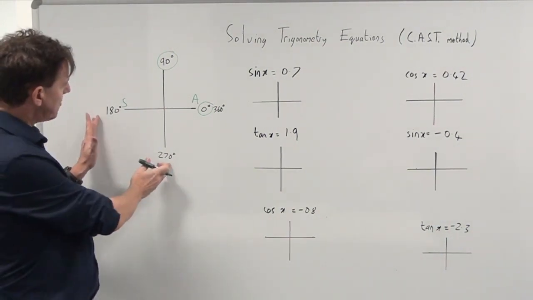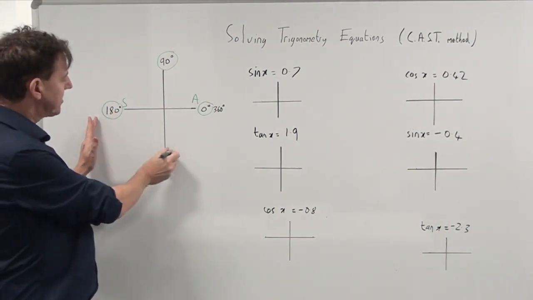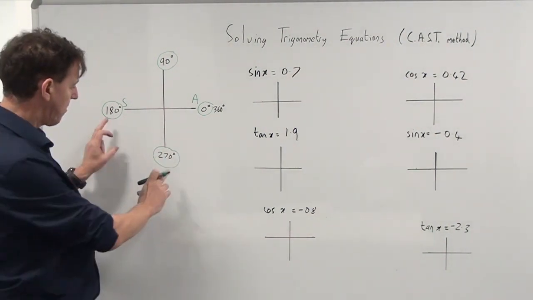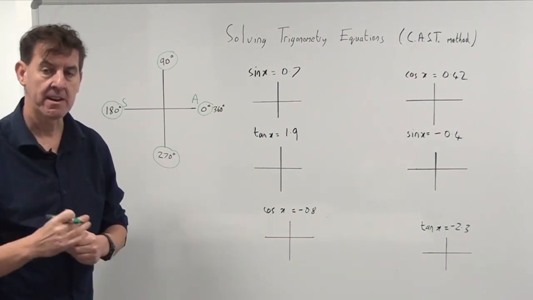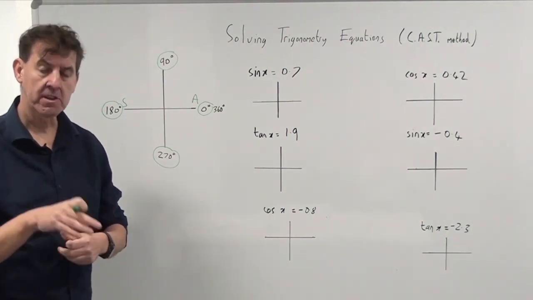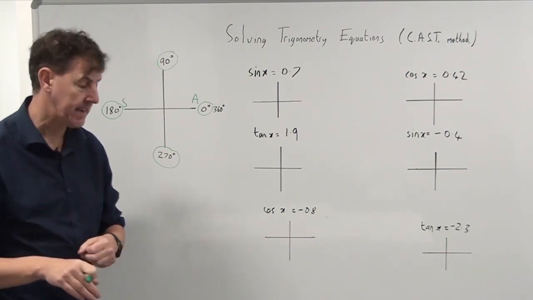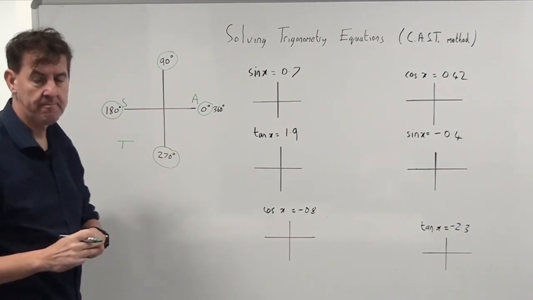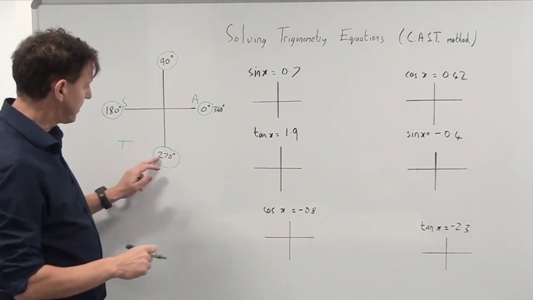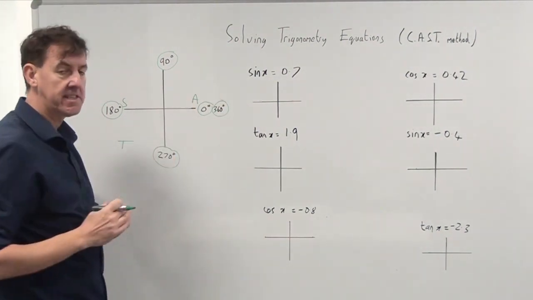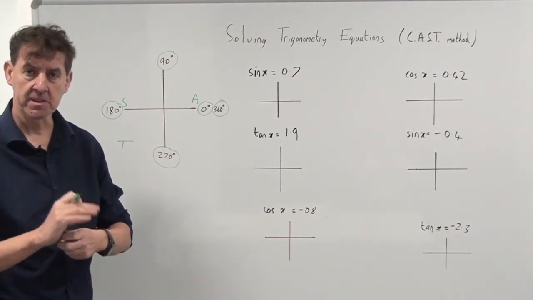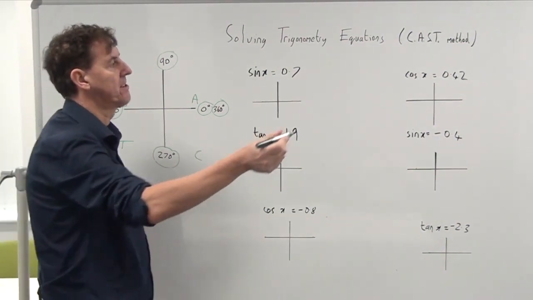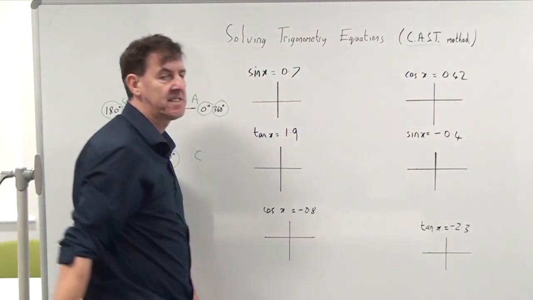If you go between 180 degrees and 270 degrees, there is only one graph that's positive, and that's the tan graph. The sine and cos graphs are both negative, below the x-axis, between 180 and 270, so you just put the letter T inside there. And lo and behold, between 270 and 360 degrees, there is only one of those three graphs that's positive, and that is the cos graph. And it spells CAST, hence the CAST method.